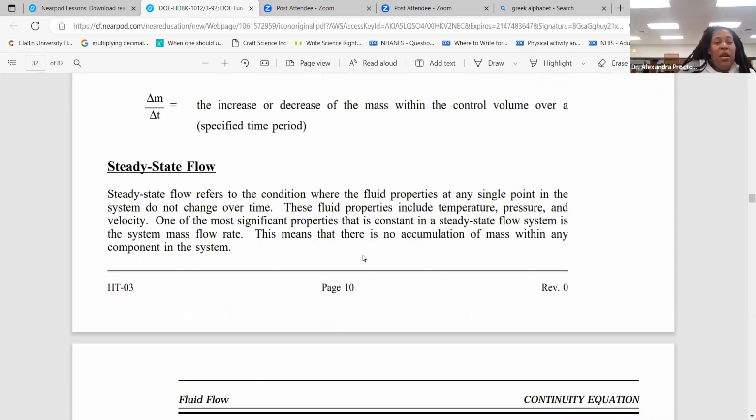Steady state flow refers to the condition where the fluid properties at any single point in the system do not change over time. These fluid properties include temperature, pressure, and velocity. And one of the most significant properties that is constant in a steady state flow system is the system's mass flow rate. And this means that there is no accumulation of mass within any component of the system.